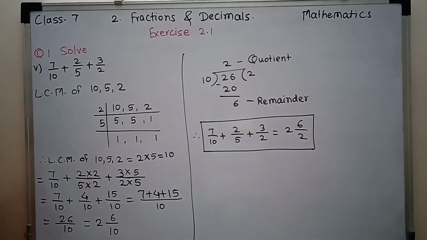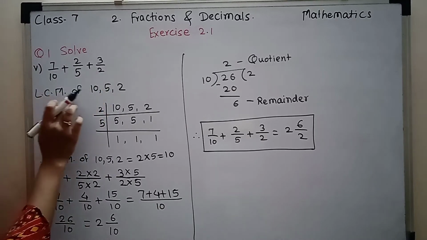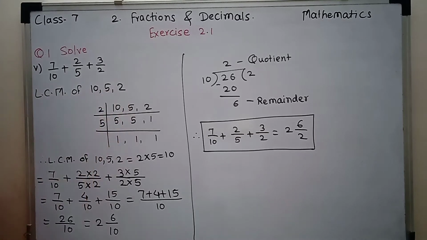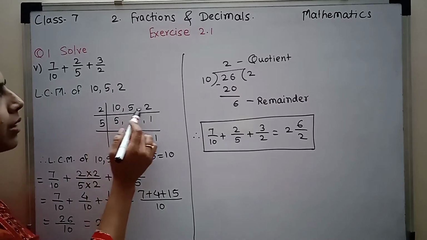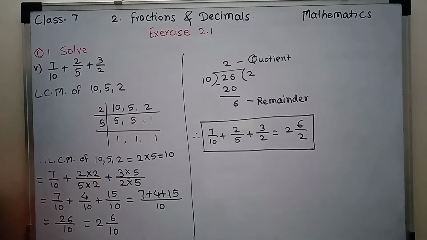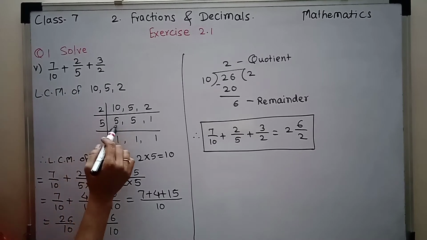We need to take the LCM of 10, 5 and 2. So, we have three numbers over here. So, how to take the LCM of three numbers together? So, 10, 5, 2, divided by the prime numbers. Only the first prime number is 2. So, if I divide by 2 over here, 2 fives are 10.